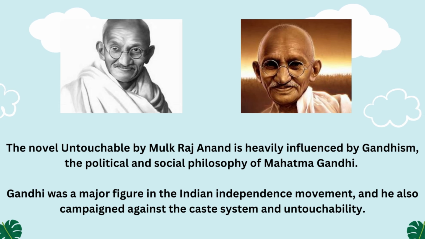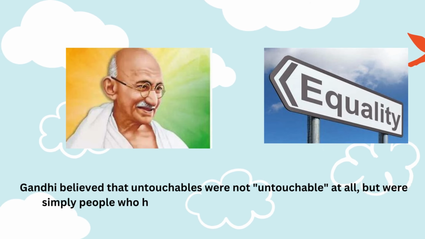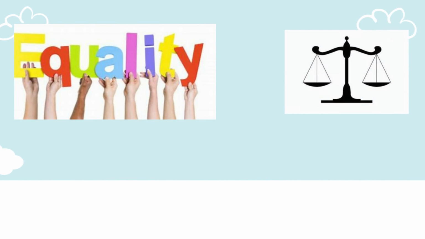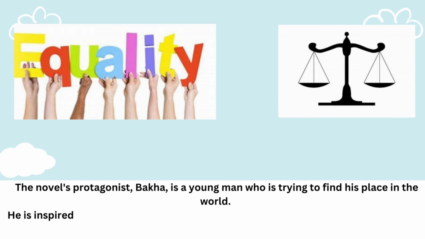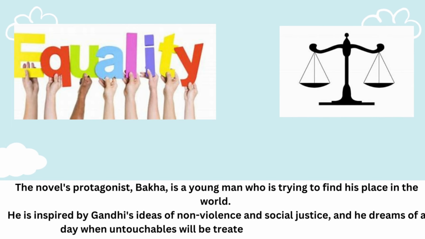Gandhi believed that untouchables were not untouchable at all, but were simply people who had been denied their rightful place in society. The novel's protagonist, Bakha, is a young man who is trying to find his place in the world. He is inspired by Gandhi's ideas of non-violence and social justice, and he dreams of a day when untouchables will be treated with dignity and respect.